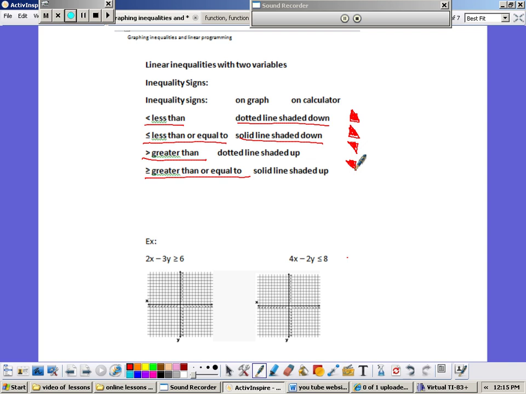Now here's the problem. Your calculator on a TI-83 will not distinguish between a dotted and a solid line. You have to determine if it's dotted or solid yourself. You're just going to see the same line with a less than or equal to sign.